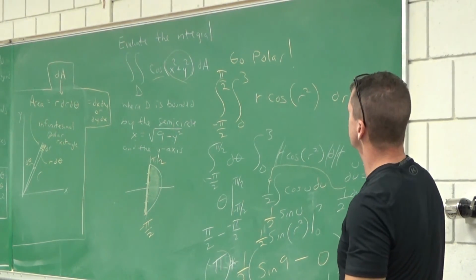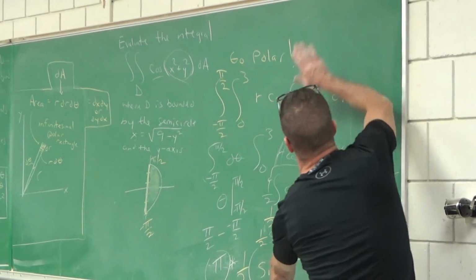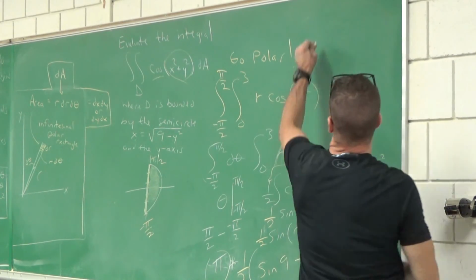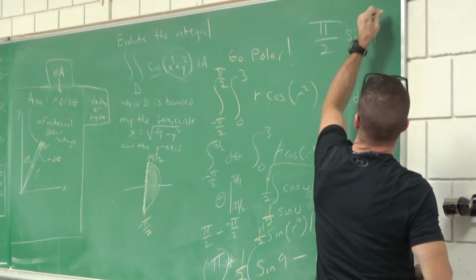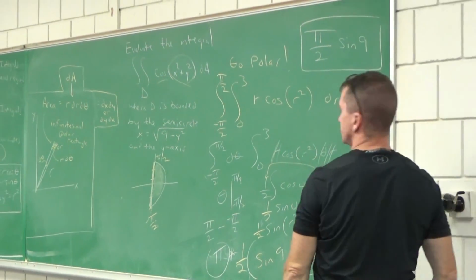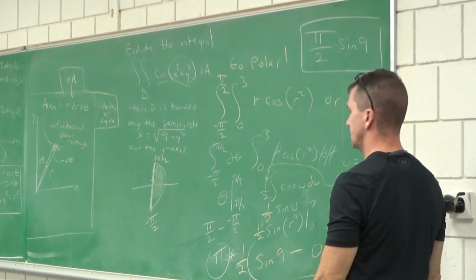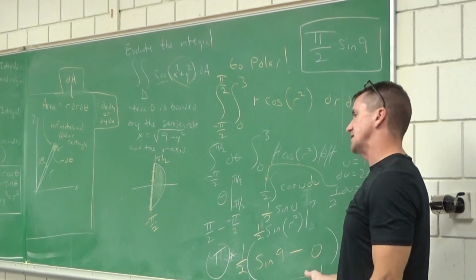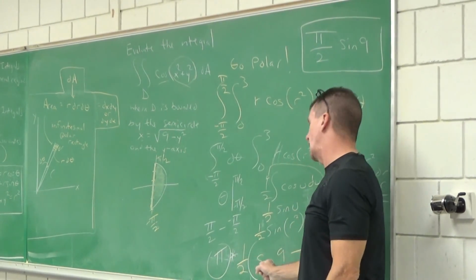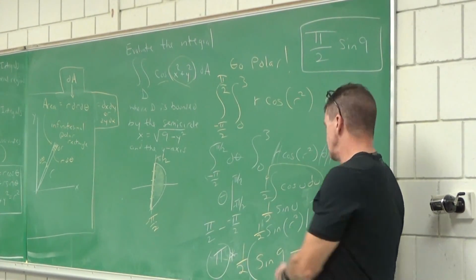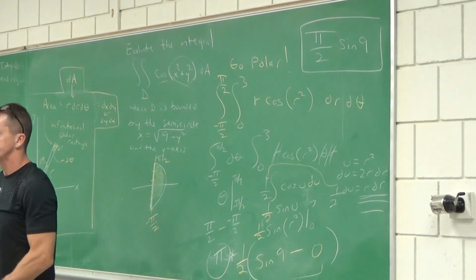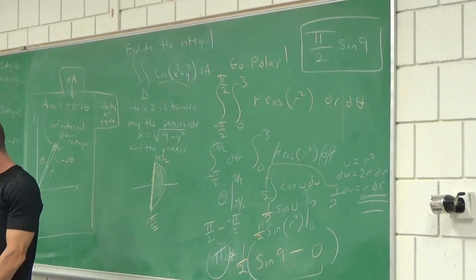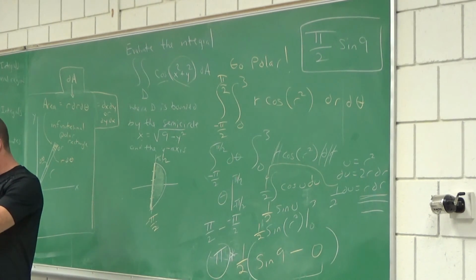What's the answer? I'll put the answer right up here. Looks like we got pi over 2 times sine 9. That's it. Hey, when you get answers like this, pi over 2 times sine 9, you can just leave it like that. That's fine.